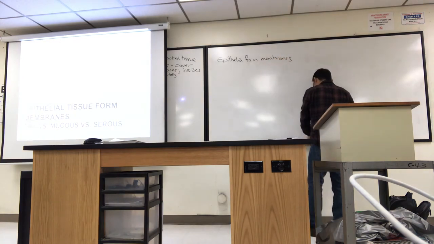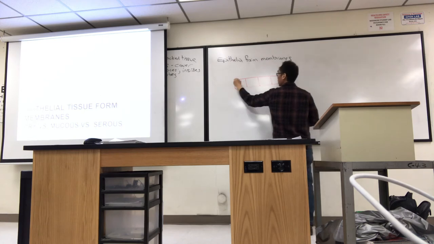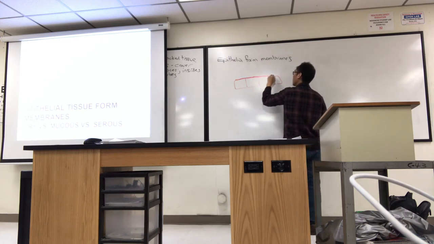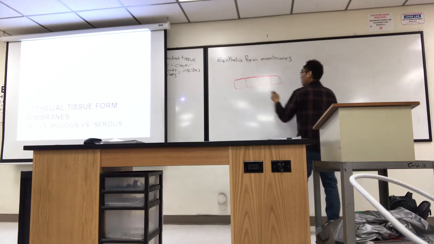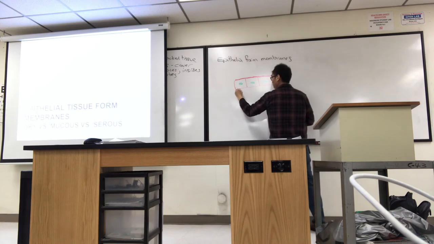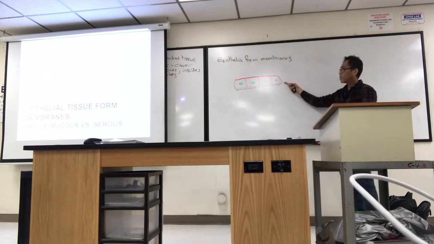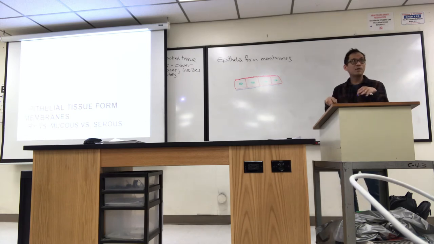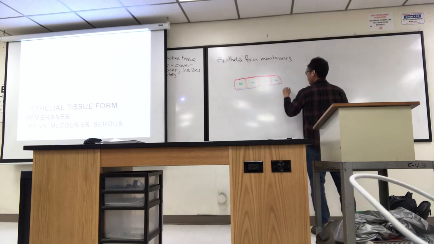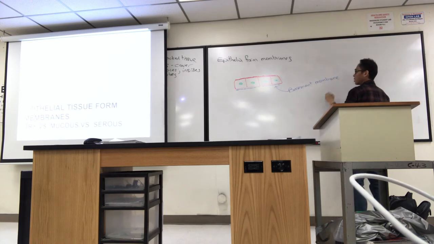Remember at the beginning of class at 7:30, I drew this. It's already in your notes, you don't have to redraw it. But just so you remember, I drew that, right? And what did we call that at the beginning of class? Simple cuboidal epithelia with microvilli. This is a membrane. The definition of a membrane is you have an underlying connective tissue layer called the basement membrane. It's connective tissue.